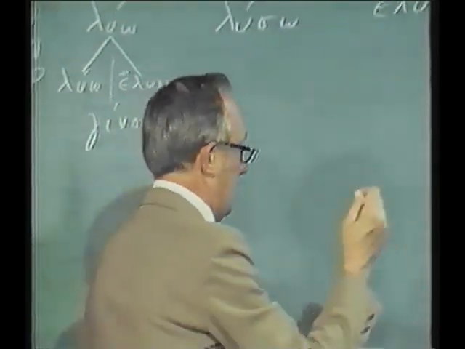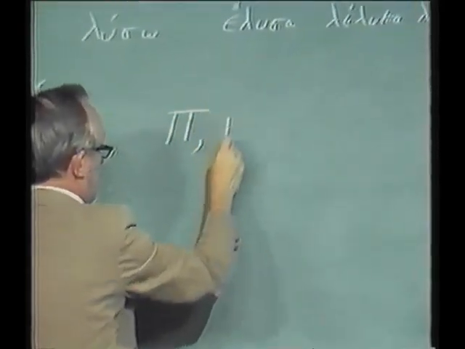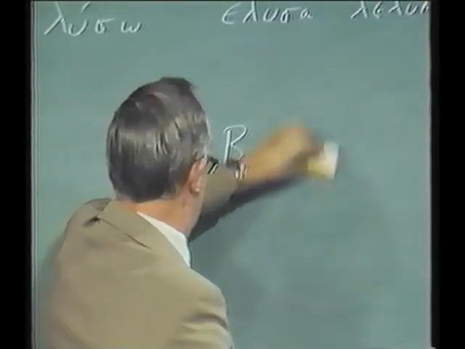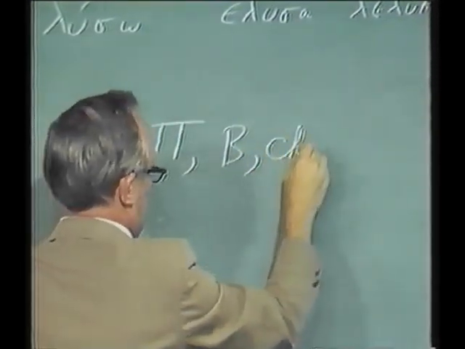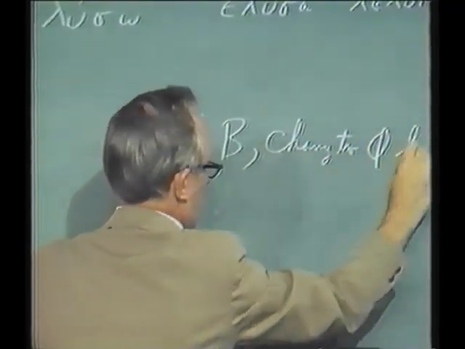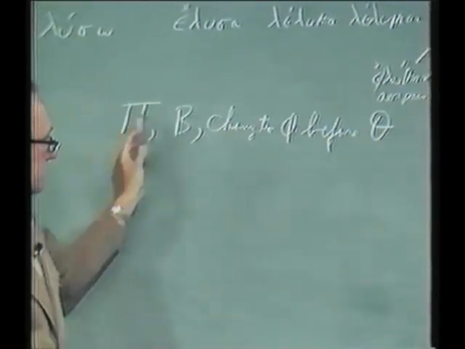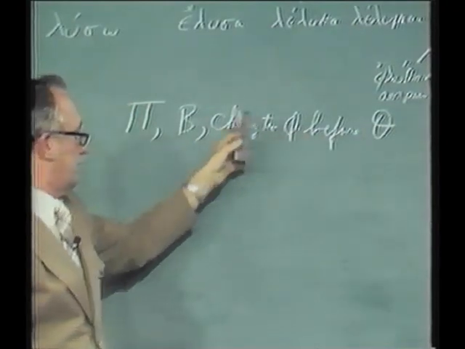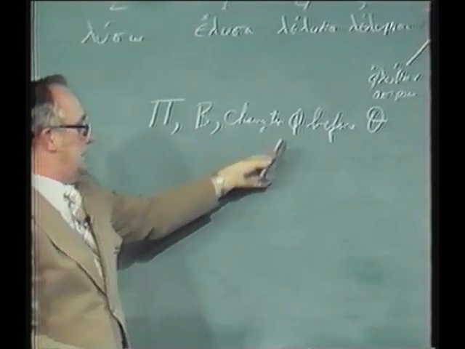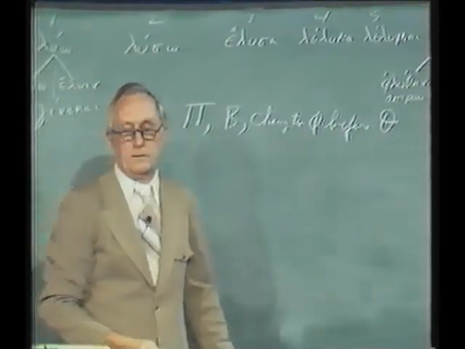What he says there in paragraph 204 is that if you have a P or a B, it's going to change to phi, as he wrote theta. It's going to change to phi before theta. So what he's saying is when you put the theta on, if the verb ends in either P or B, P or beta, it will change to phi before that theta. Now he gives you an illustration. Look at the illustration.